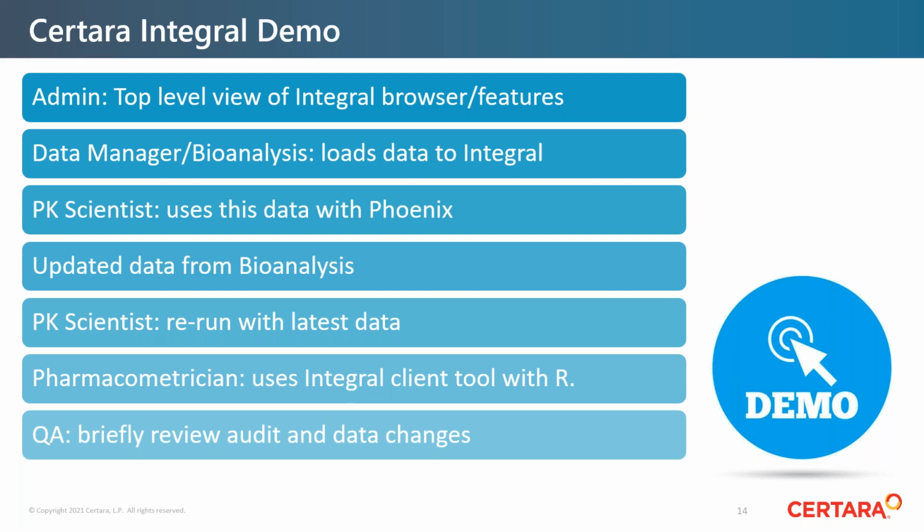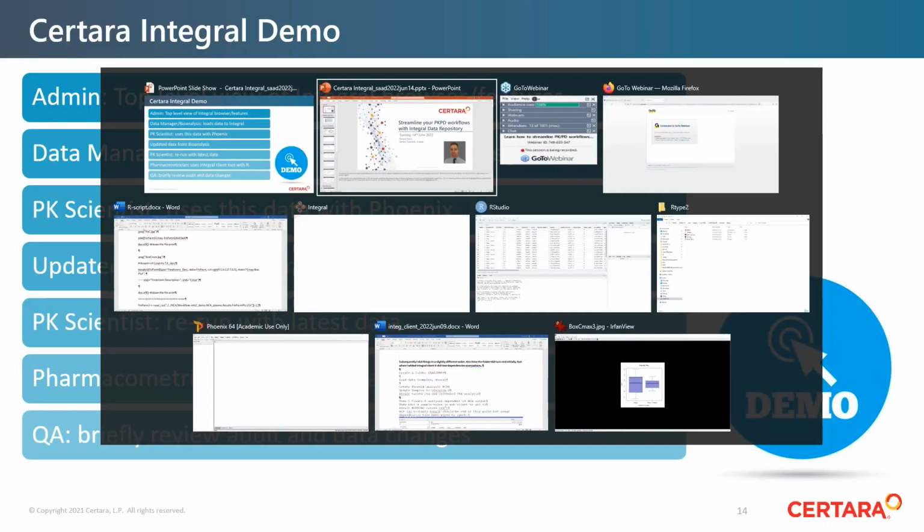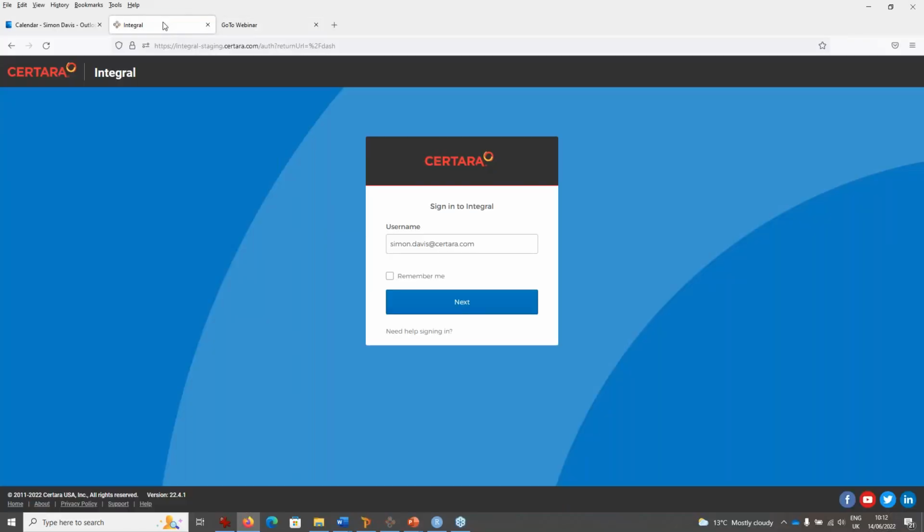And they're going to use this Integral client tool. In this case, I'm just going to show a very simple example with R, but it could, of course, be NONMEM, Monolix, whatever. And finally, we'll do a brief review of the audit and data changes we did during the demonstration. Okay, so I'm going to turn first to a web client.